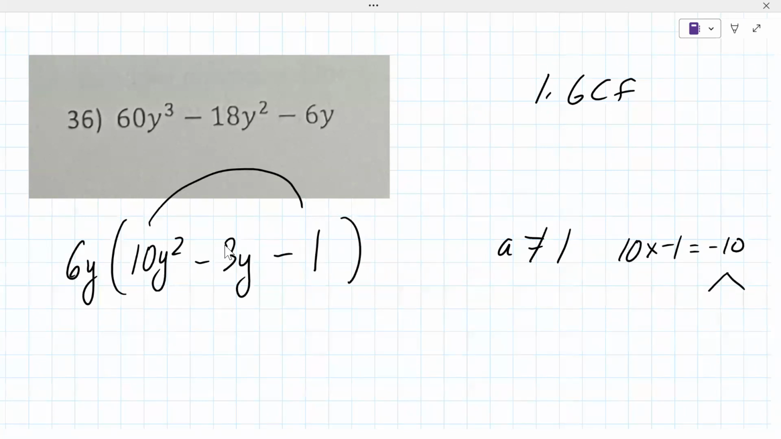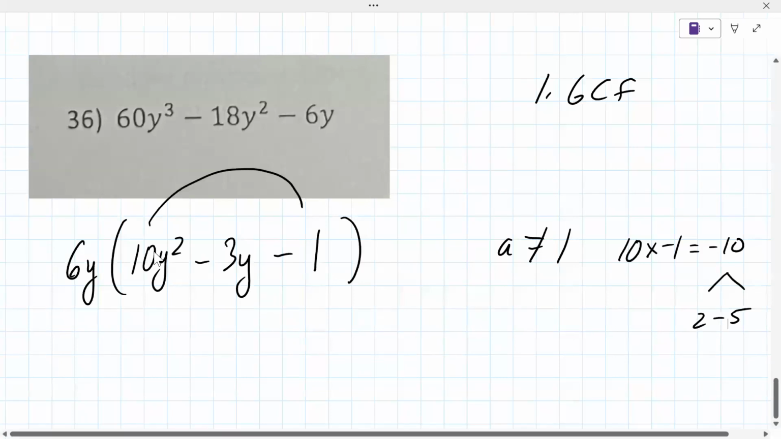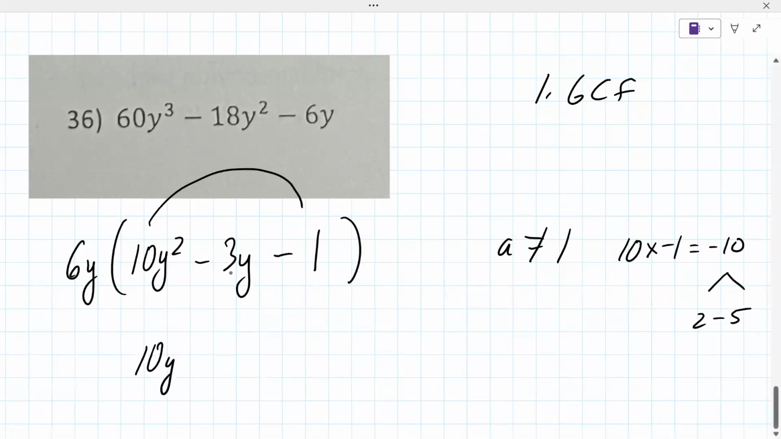2 and negative 5. Yes. Now, which pairs better with 10y squared? I don't think there's a right or wrong here, but is it the 2 or the negative 5? Negative 5. Negative 5y plus 2y minus 1. I didn't make this clear, but you probably saw this already. These two are how it goes back to the minus 3. That's the same in the others that we did.